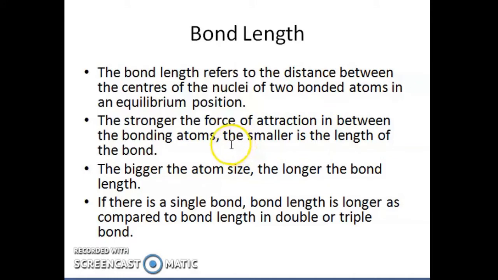And if we relate the bond length to the size of the atom, the bigger the atom size, the longer will be the bond length. Or if we analyze, we could say that if there is a single bond, the bond length is longer compared to the bond length in a double or triple bond. So, bond length for a single bond will be longer than for a double and triple bond.